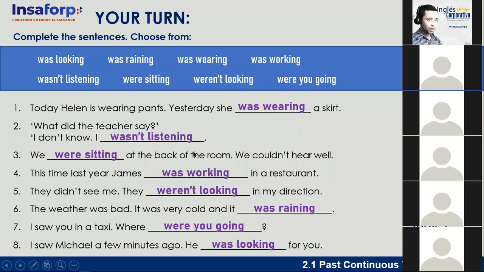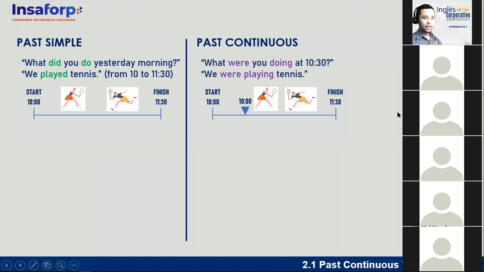But now it's time for us to combine the past simple and the past continuous. And this is the part that can be a little bit tricky, a little bit complicated. But don't worry, we're going to study this together. Okay, let's continue. Now we have past simple and past continuous. What is the difference? Let's take a look.